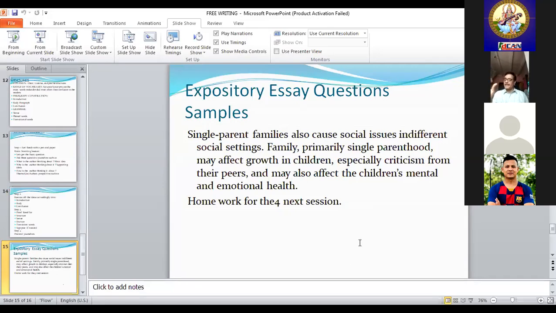And what the verb says, also cause social issues. So this is the major case over there. What social issues? In different social settings, one, family, primarily single parenthood, and may affect growth in children especially, and another impact of it. What is the impact over there? Affecting the growth in children, especially creating criticism from their peers. It may also affect the children's mental and emotional health. So this is the question pattern. Next slide, please.